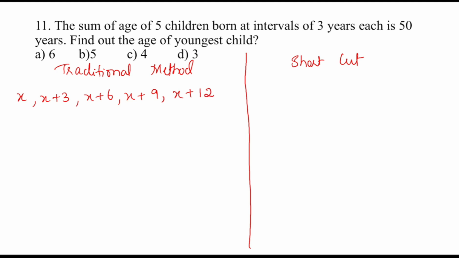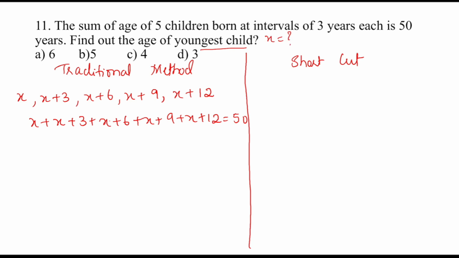Okay. So the sum of all these 5 children, that is x plus 3 plus x plus 6 plus x plus 9 plus x plus 12, is how much? 50 years. So what is the age of the youngest child they are asking? The youngest child is x, we know. So x is equal to how much they are asking.